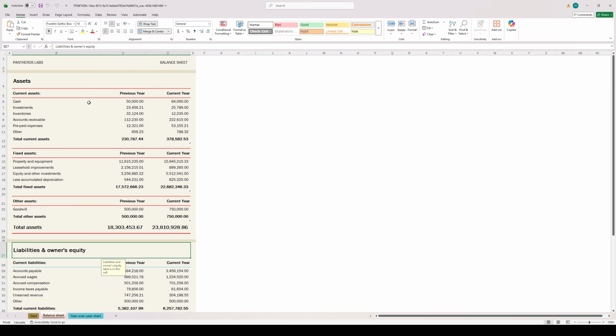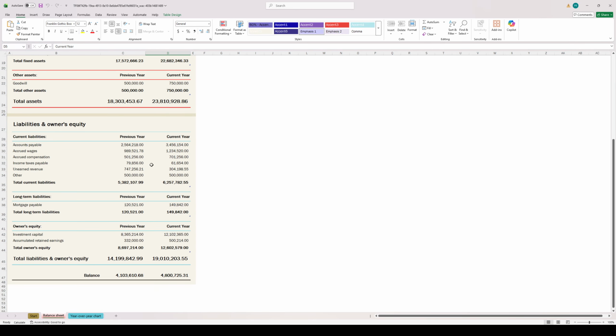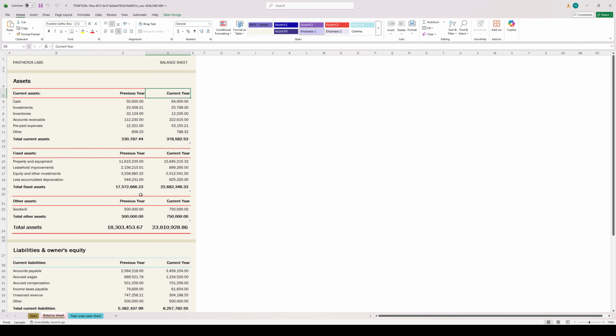First, we're going to start with the most liquid items. The most liquid is basically how close it is to cash. So obviously we have cash first, and then over here we have the two years, the previous year and the current year. These show the differences between the two years, which show us the progression overall.